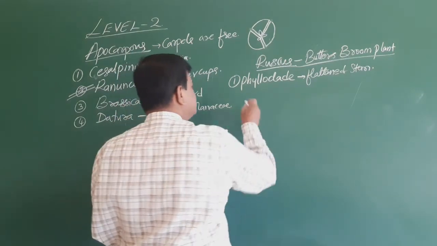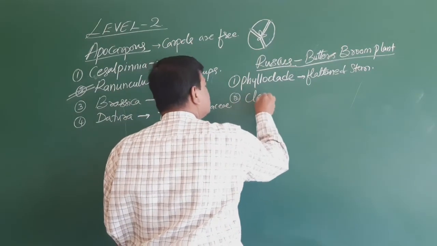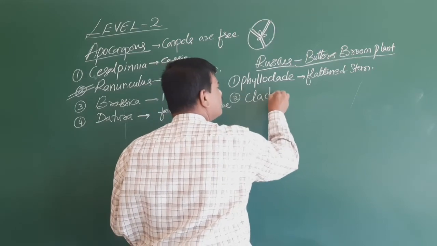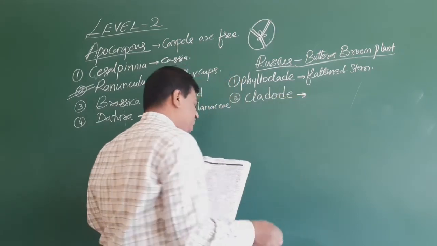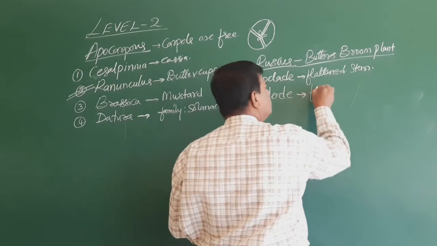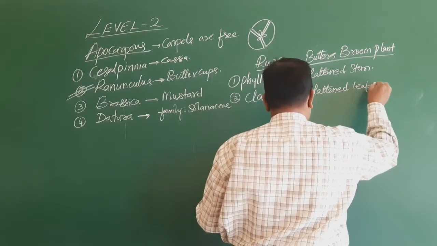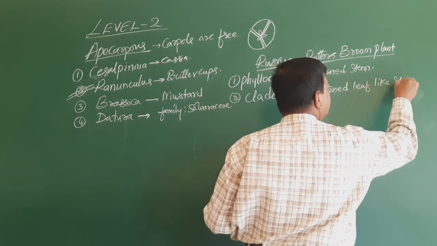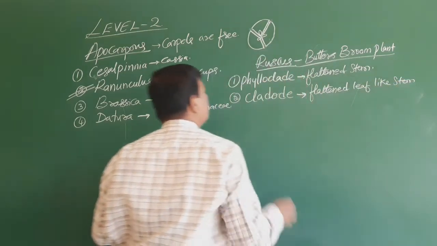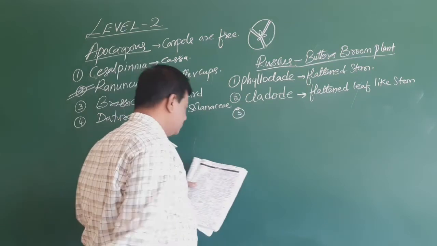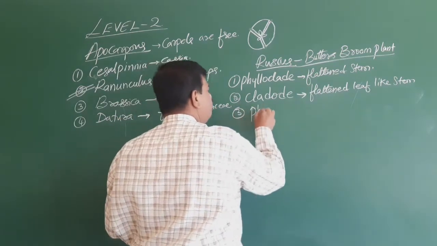The second one is called cladode. In a cladode there is a presence of flattened leaf-like stem. This is called cladode. And the third one is called phyllodes.